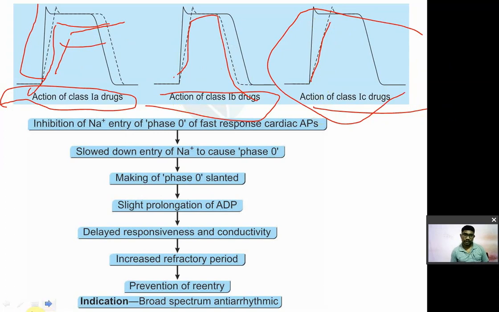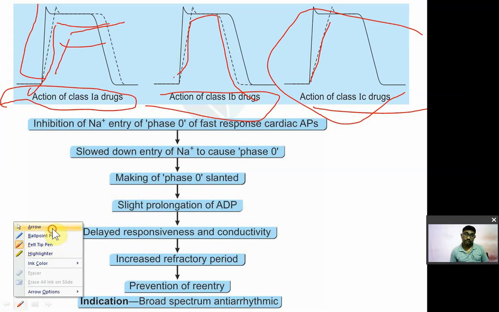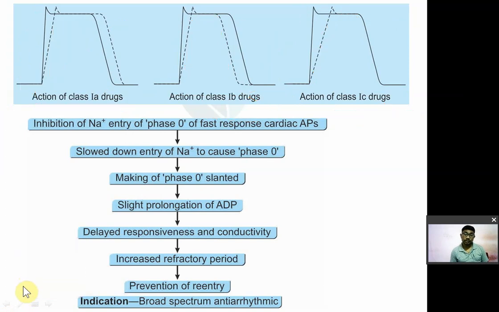So what will class 1A drugs do? They will decrease the slope of phase 0 depolarization, plus they will increase the action potential duration. What will class 1B do? They will decrease the slope of phase 0 and decrease the action potential duration. See, class 1A decrease the slope and increase the action potential duration. Class 1B decrease the slope and decrease the action potential duration. Okay. What will class 1C do? They will decrease the slope and will not have any effect on action potential duration.